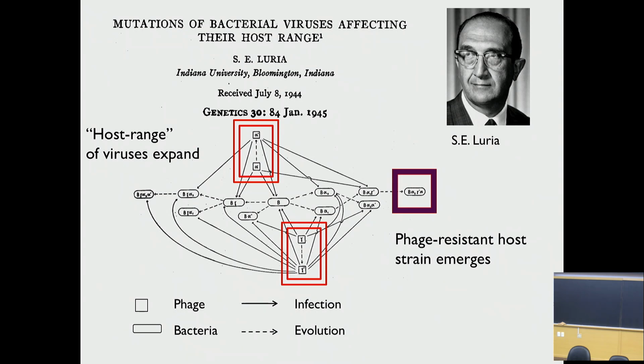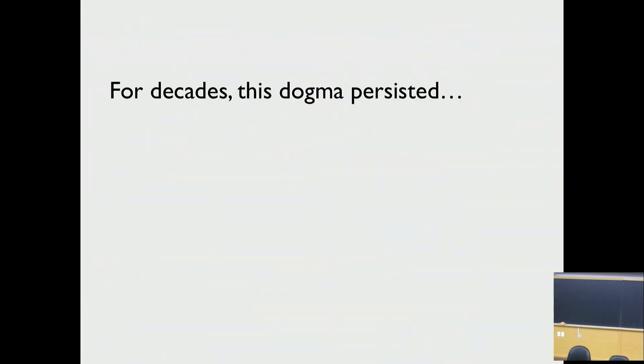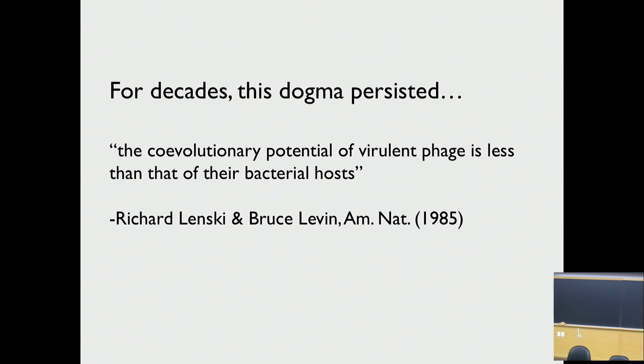This, although it was in the 1940s, right, 70 years ago, ended up becoming quite influential. The idea is that the accessibility of mutations for bacteria was supposed to be easier than that for the viruses. And so this became, in essence, dogma, and I'll give you one version of dogma from 40 years later. The coevolutionary potential of virulent phage, these viruses that infect bacteria, is less than that of the bacterial host.